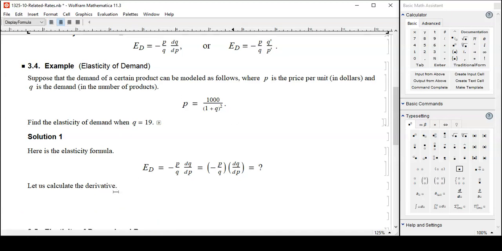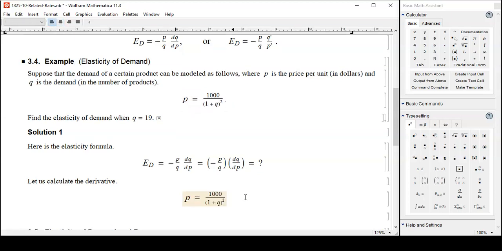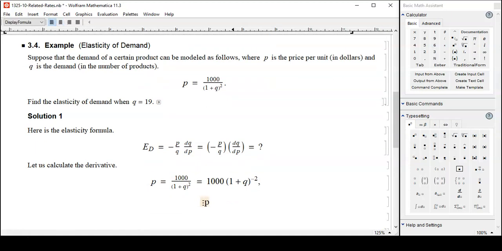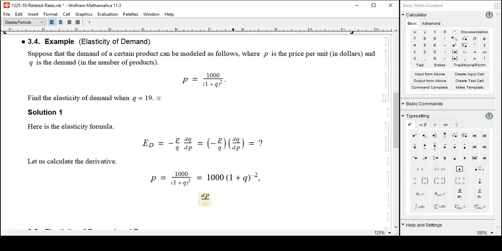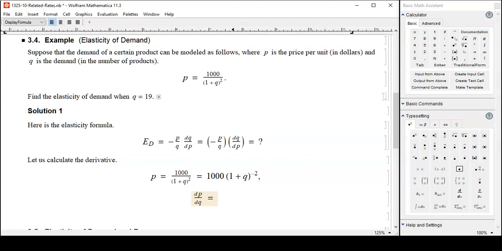P is given like this, so P is 1000 over that. So it can be written as 1000 times 1 plus Q to the negative second power. So then you can calculate the derivative in a more straightforward fashion. So the derivative is negative 2000. 2 comes out as coefficient. 1 plus Q to the negative third power. Make sense? Power comes out as coefficient and subtract from the power.